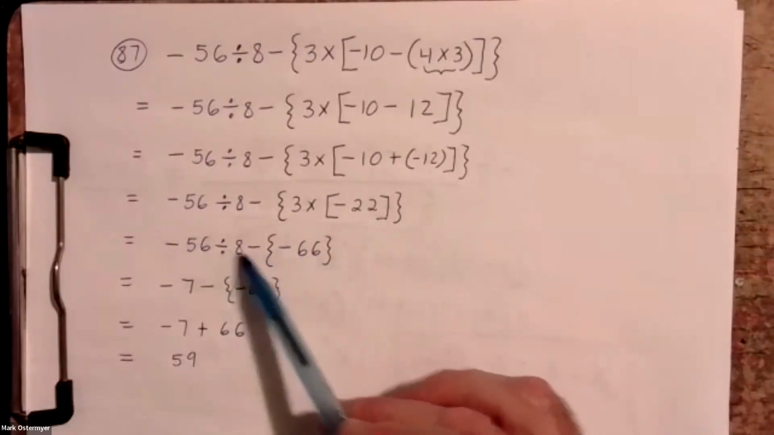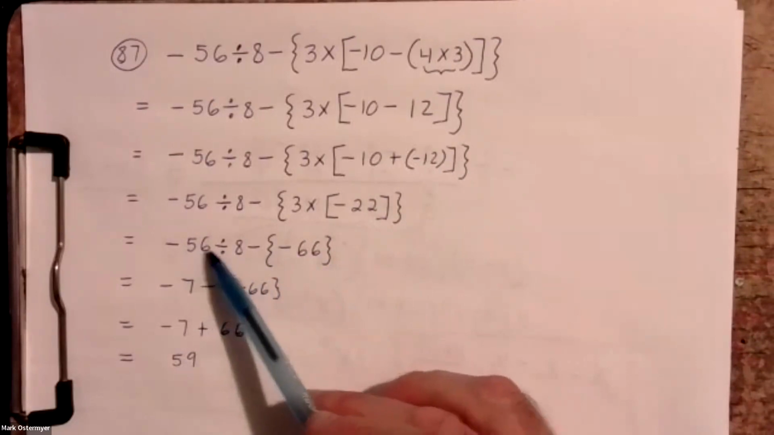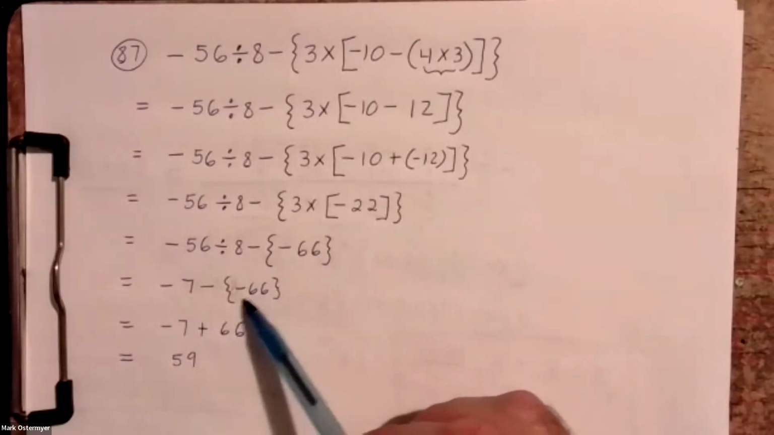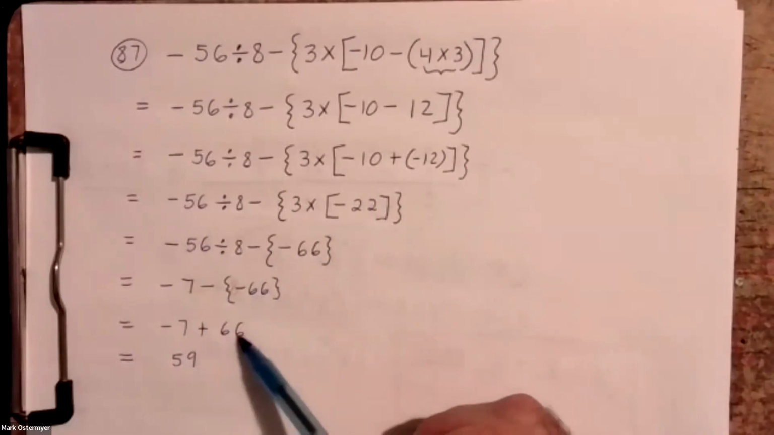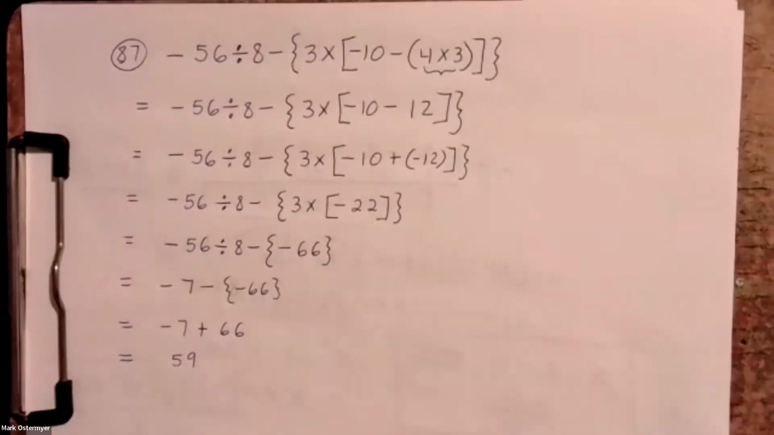Now I have division versus subtraction. I need to divide before I subtract. -56 divided by a +8 is a -7. And -7 subtract a -66 is -7 plus a +66. And a negative plus a positive, we take the difference and we attach the larger sign. You got your answer. Did anybody get that?